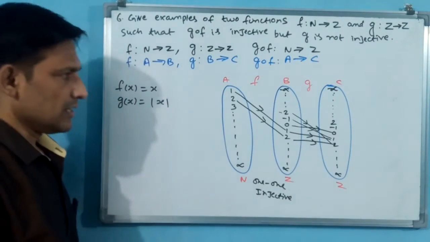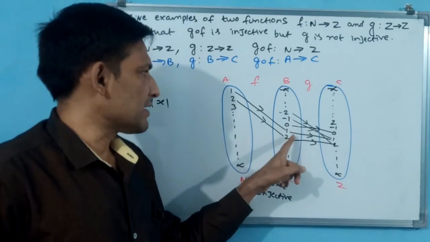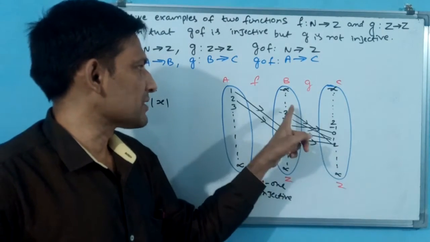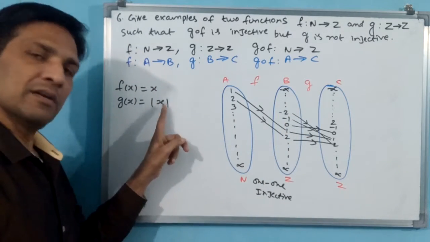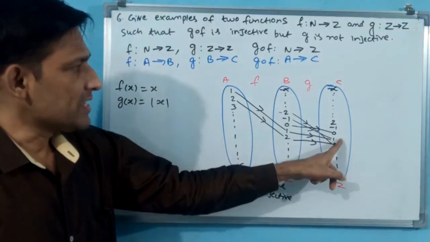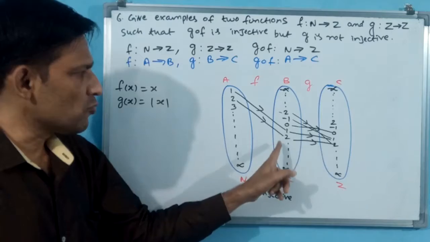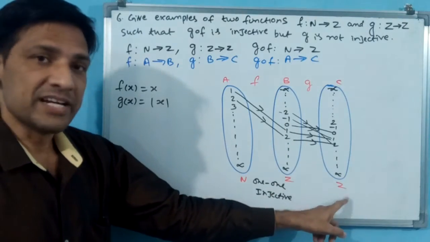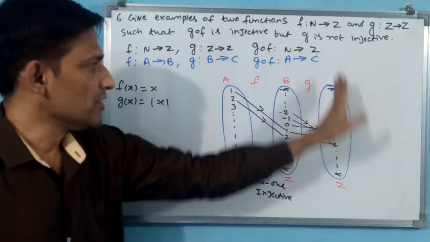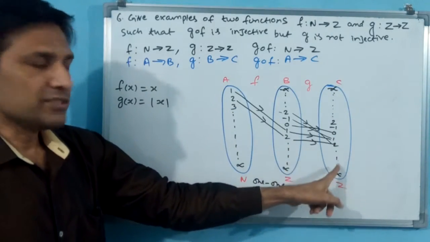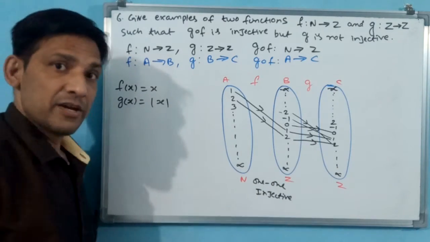Now you tell me, 1 is having 2 pre-images, minus 1 and 1. 2 is having 2 pre-images, minus 2 and 2. Why? Because even if you give minus 1, 1 will come. That is why 1 is having 2 pre-images. 2 is also having 2 pre-images. Like that, all elements in the last set C, I can say C, that is why I have written A, B, C, each image is having 2 pre-images. That is why this is many one.